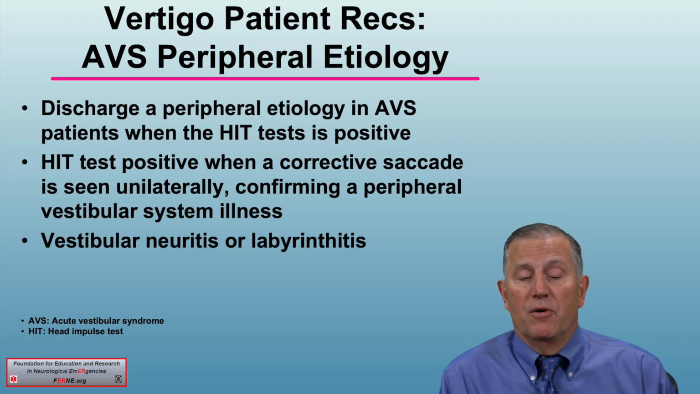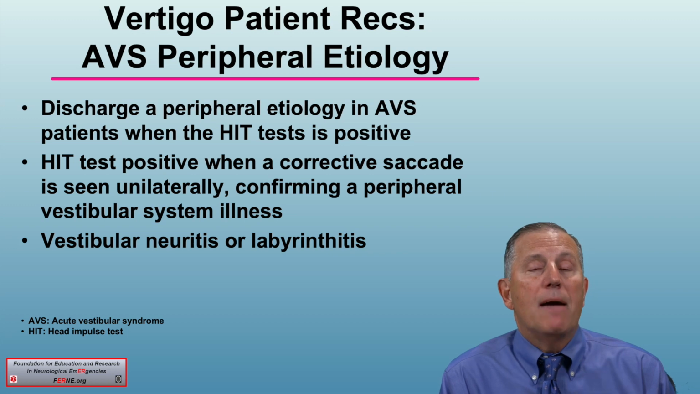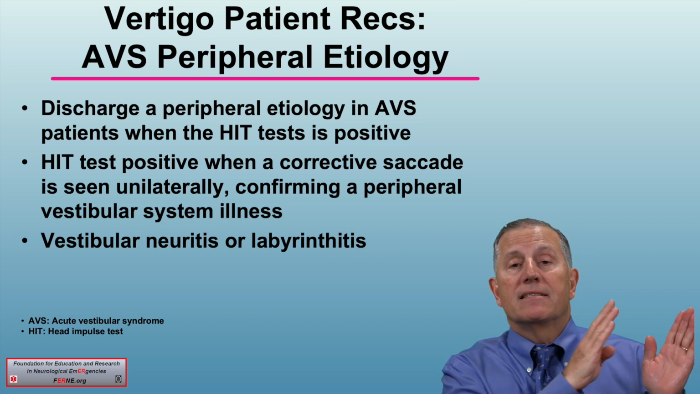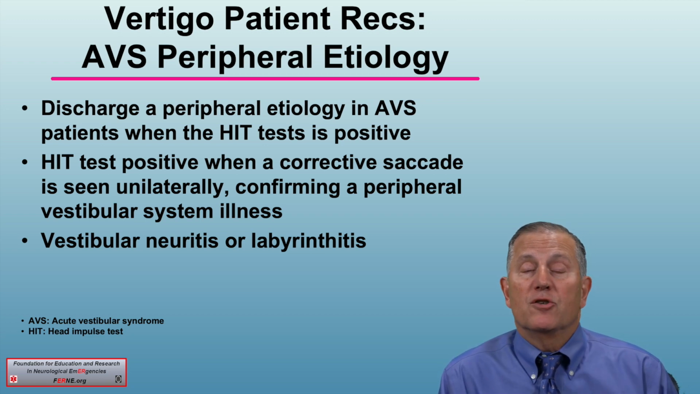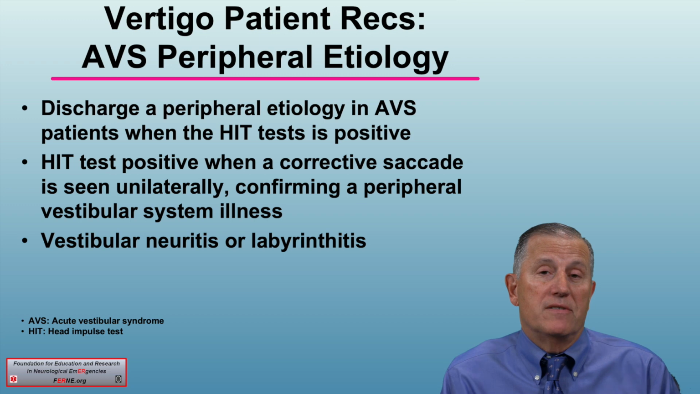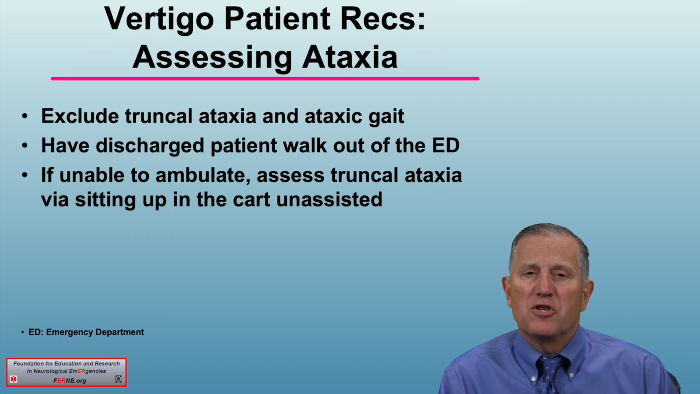Discharge acute vestibular syndrome patients where the head impulse test confirms a peripheral etiology. In other words, you need to have a saccade on one side, bringing the eyes back to the middle, suggesting that one of the two vestibular systems is abnormal or ill. This then proves a peripheral vestibular system etiology. Have the patient walk out of the emergency department.